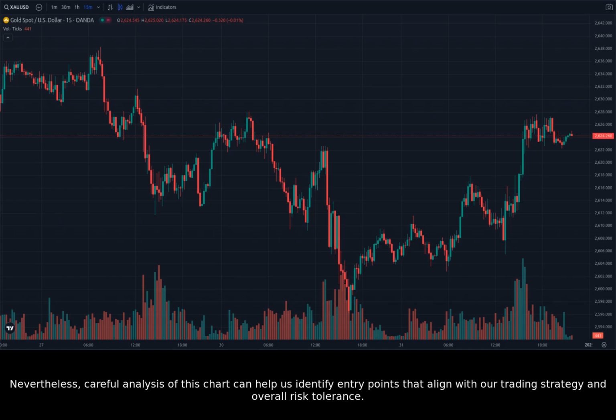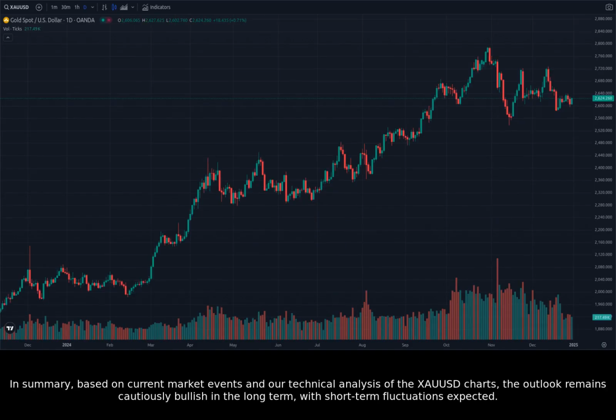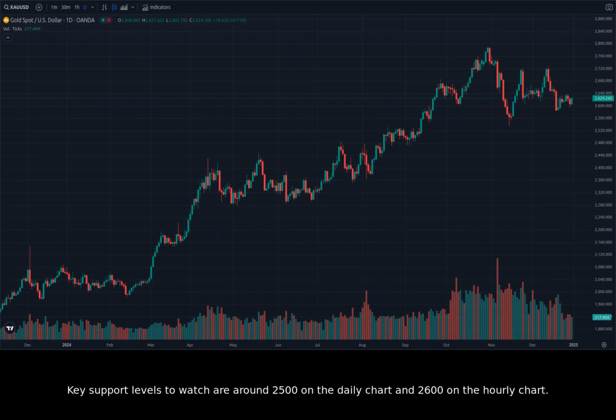In summary, based on current market events and our technical analysis of the XAUUSD charts, the outlook remains cautiously bullish in the long term, with short-term fluctuations expected. Key support levels to watch are around 2,500 on the daily chart and 2,600 on the hourly chart. Resistance levels are at about 2,650 on the daily chart and 2,700 on the hourly chart.